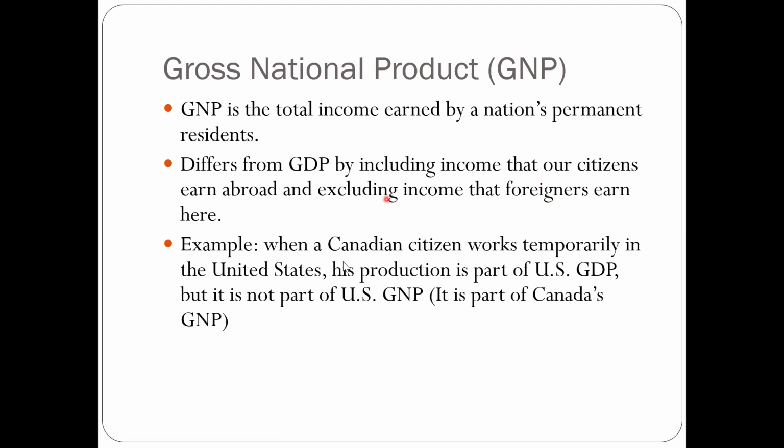So we have an important example. If a Canadian citizen works temporarily in the United States, his production is part of US GDP because he is a resident in the US. But since he worked temporarily, I include his production in the Canadian gross national product. So this is the main difference between the gross domestic product and the gross national product.